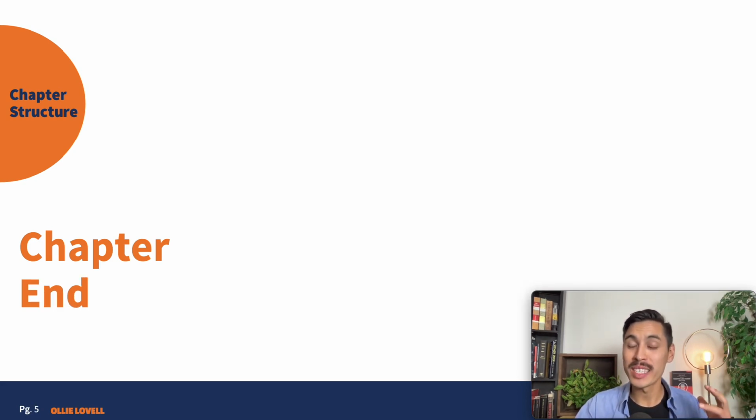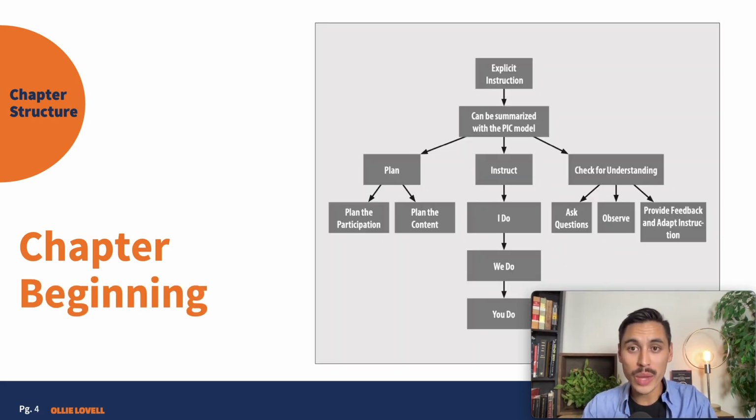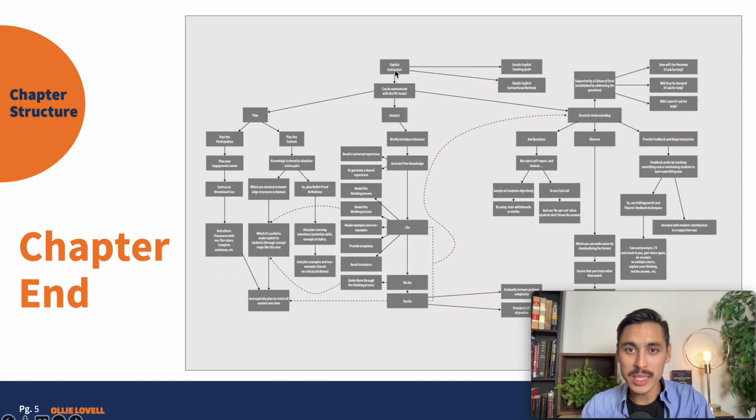So for example, for the explicit instruction one, that looks like this. And this has the same original structure. So if we have a look here, we've got explicit instruction can be summarized with a PIC model: plan, instruct, check for understanding. It's the same here. Explicit instruction can be summarized with a PIC model: plan, instruct, and check for understanding.